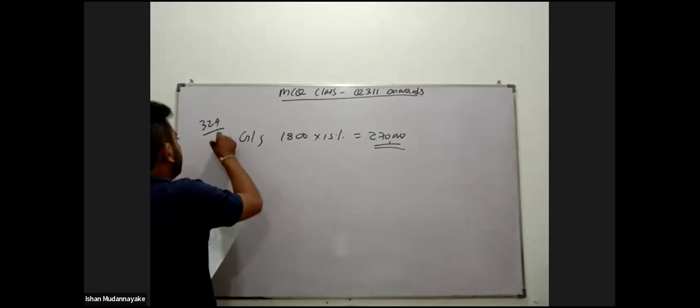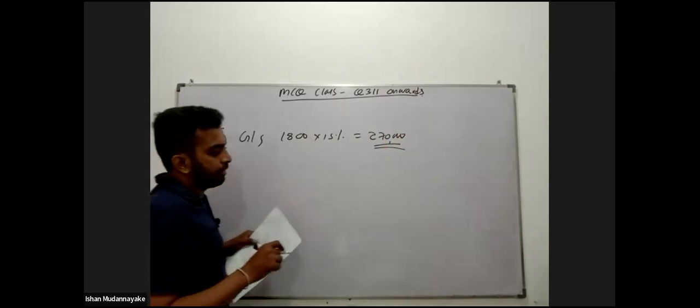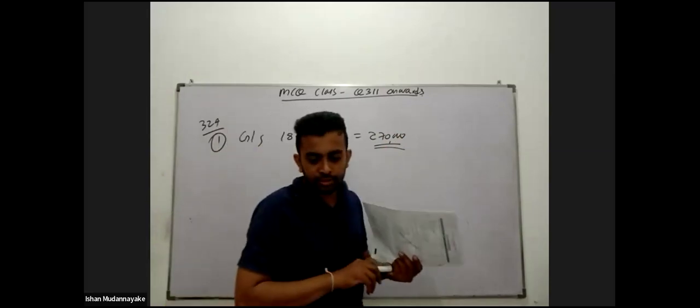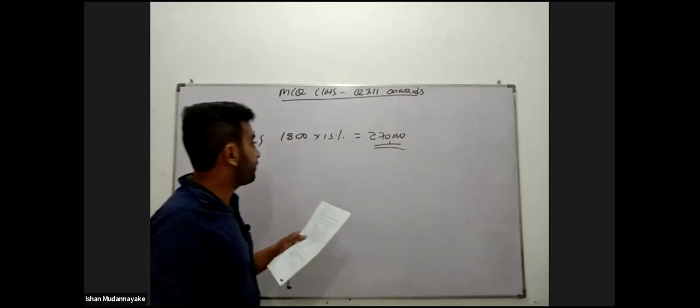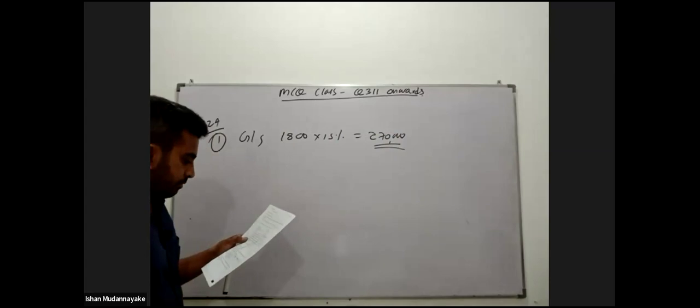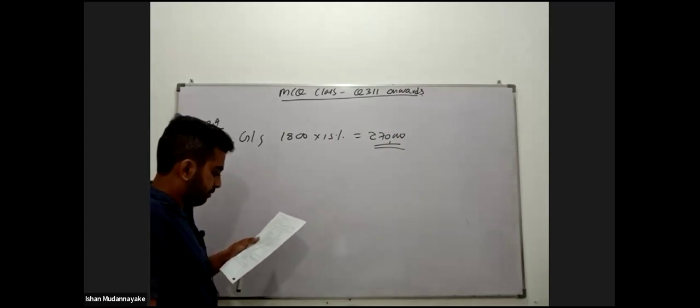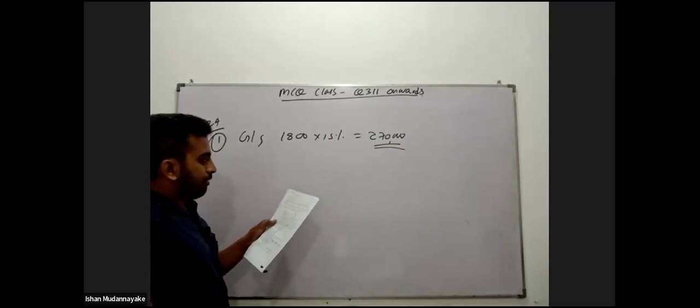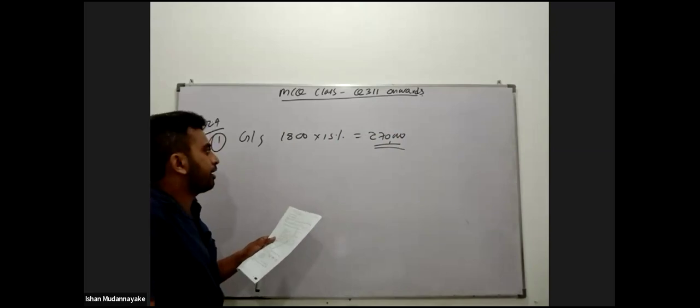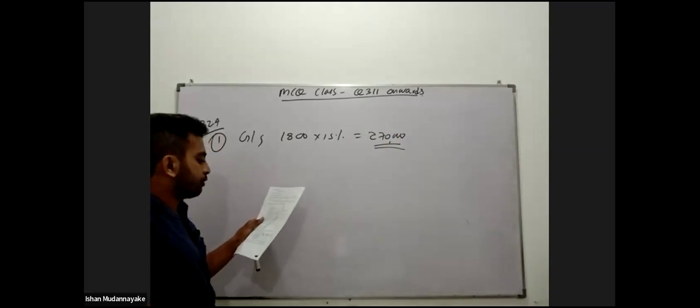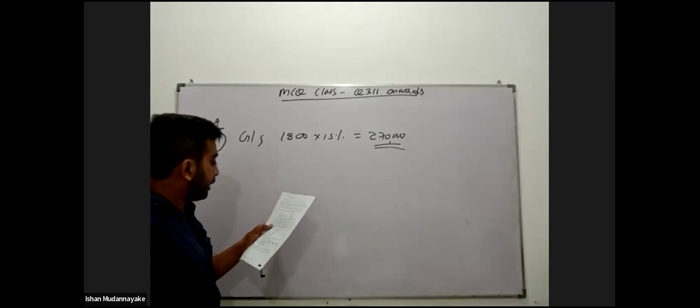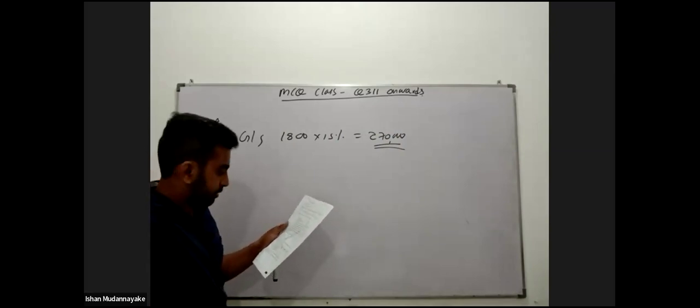Answer for the first one: 270,000. The gross salary is 1,800, 1,800 into 15% gives 270,000. So the EPF expense of the business is 270,000.